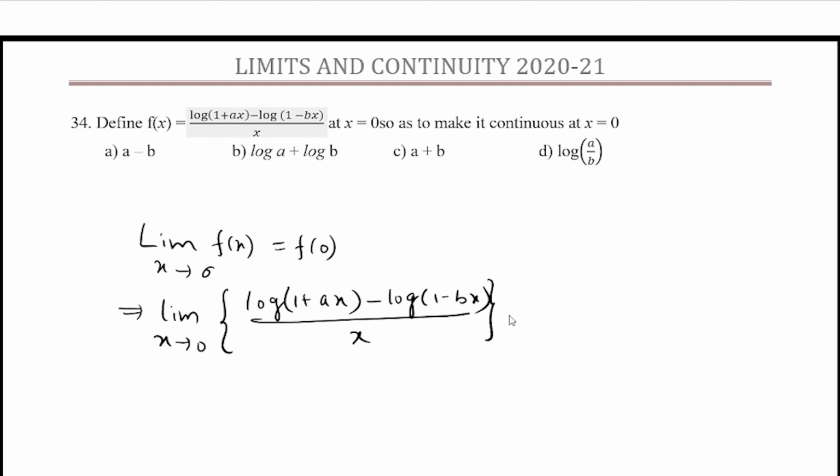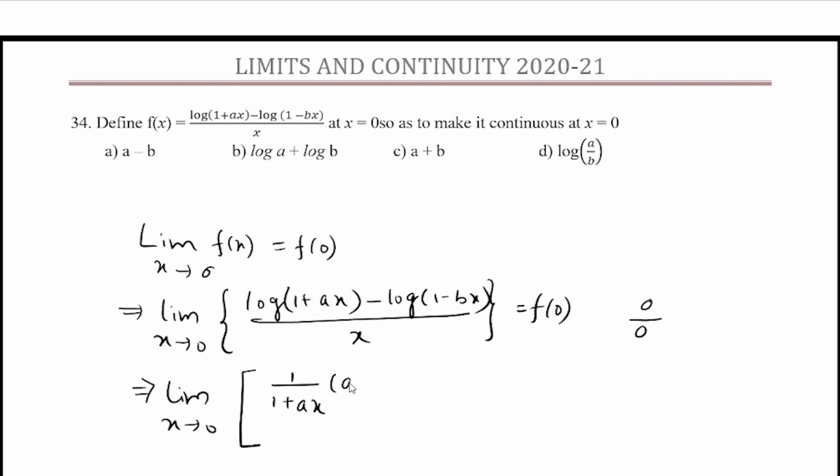Now here put x is 0. See what happened? It is in the indeterminate form, that is 0 by 0. So how to solve? Apply L'Hospital rule, that is differentiate numerator and denominator separately. Derivative of log of 1 plus ax is 1 divided by 1 plus ax into derivative of 1 plus ax, which is a. Minus derivative of log of 1 minus bx is 1 divided by 1 minus bx into derivative of 1 minus bx, which is minus b, divided by derivative of x, which is 1.